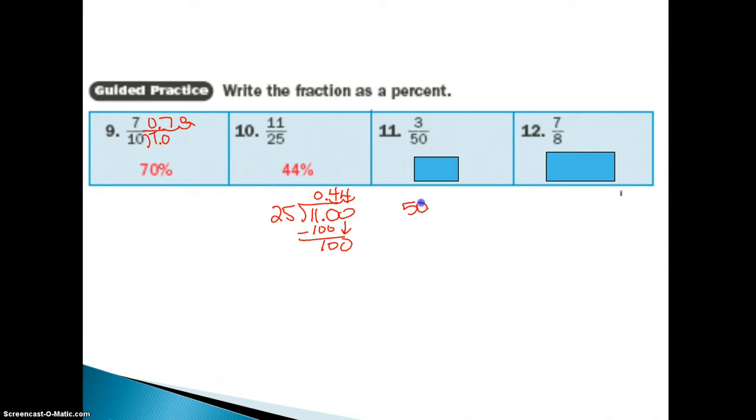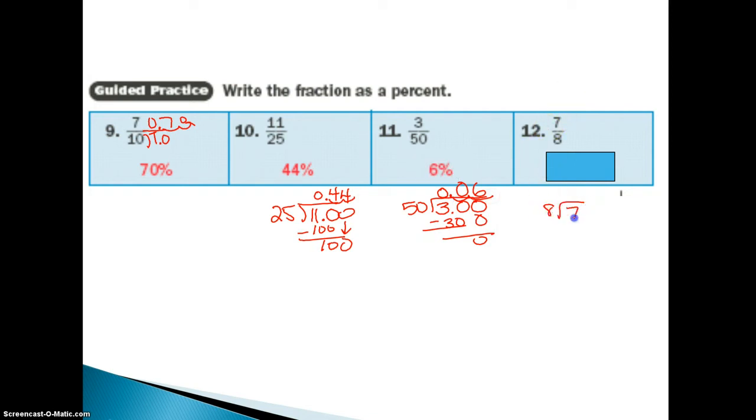Number 11, 50 into 3. Goes in 0, add the 0, it's another 0. Now we get to 300. 300 goes in 6 times exactly. So this is 0.06, which is 6%.